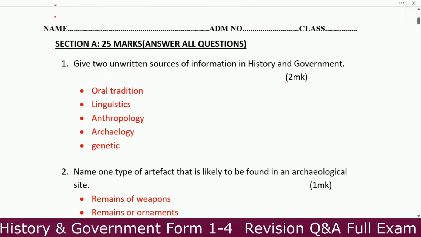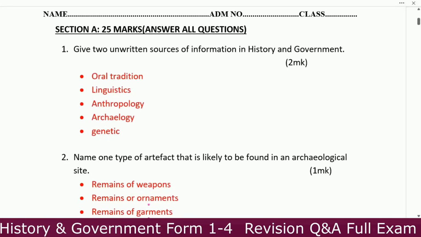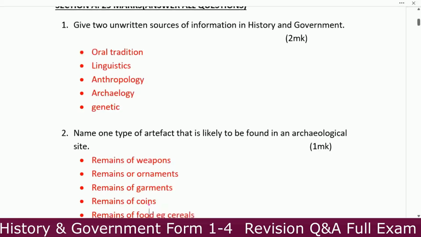Section A is out of 25 marks, number 1 to number 17 or maybe 18. So let's start. Number 1, you're told give 2 unwritten sources of information in history and government. And that one, we have unwritten sources: oral tradition, linguistics, anthropology, archaeology, and then genetics.